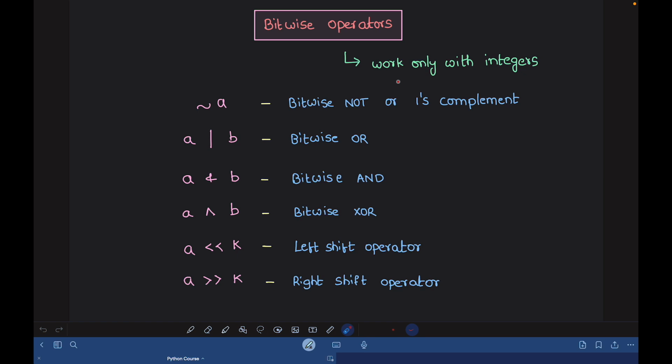Welcome everyone. Next we have bitwise operators, but before learning about bitwise operators, we need to understand the binary representation of integers in Python. These bitwise operators basically work only with integers. Now we know that everything is stored in a computer in binary form, right? Which is nothing but zeros and ones, which we call bits. These bitwise operators work at the bit level of integers. That's why the name bitwise operators. So it's essential that we understand the binary representation of integers in Python.